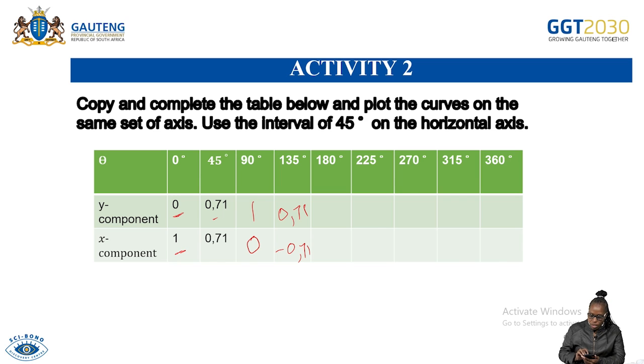When I have 180, sine 180 gives me 0. When I have cos 180, cos 180 gives me negative 1. Sine 225 gives me negative 0.71. And cos 225 gives me negative 0.71 as well.